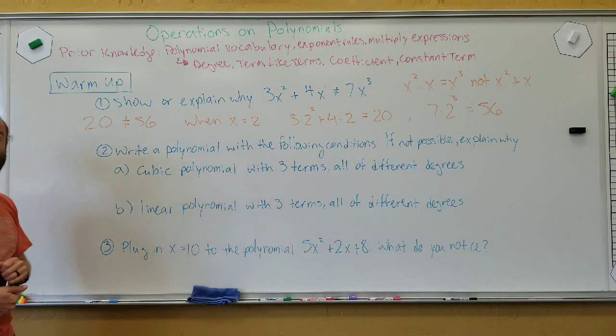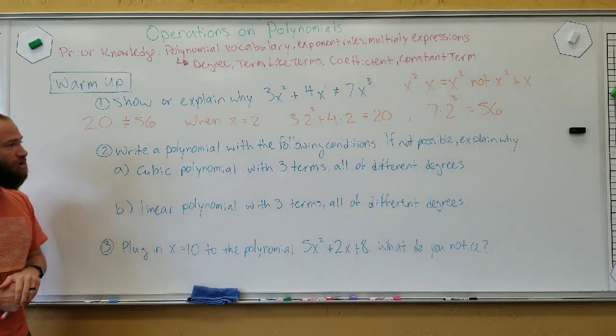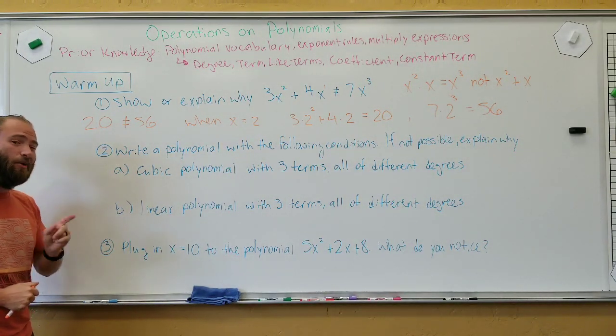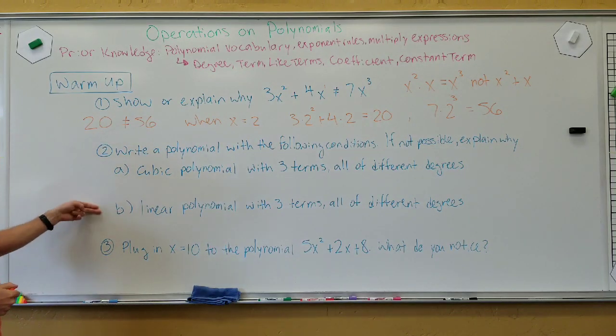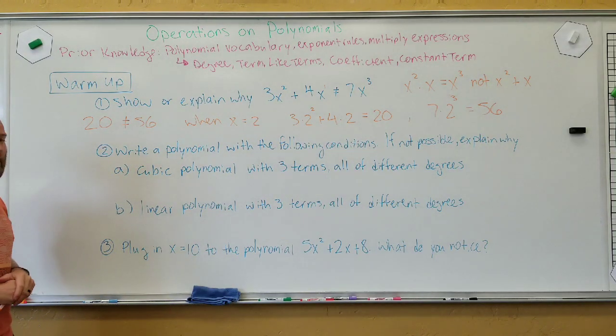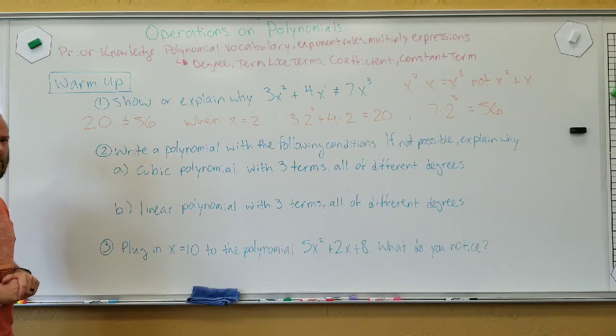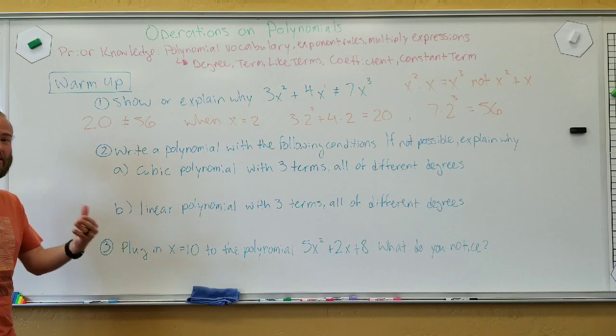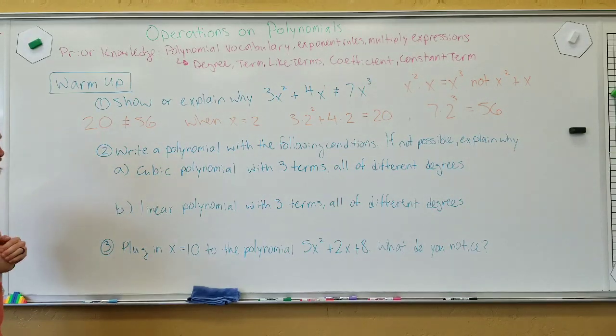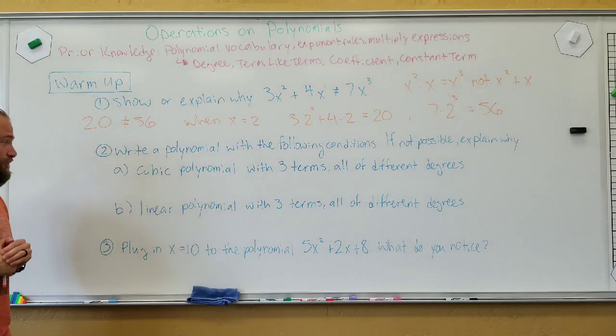Next, this is more direct review from our last video. Write a polynomial with the following conditions. If not possible, explain why. So let's look through these two things. First is a cubic polynomial. Remember, cubic means that its degree, right? And remember, that means the highest exponent in the whole polynomial is 3 for cubic.